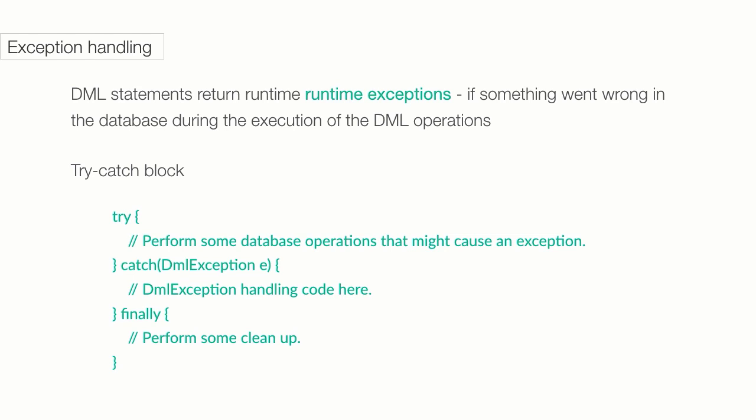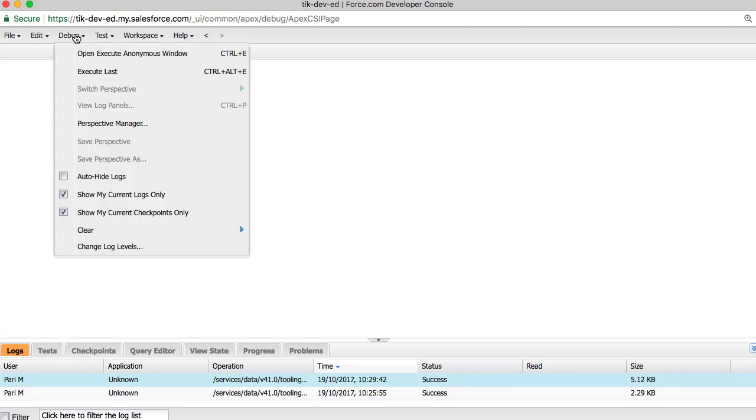When you try to do something like creating, updating, deleting a record, if there is a DML exception, we can capture it and write that to the debug log. If need be, we can also have some cleanup code in the finally section. To see it in action, let's execute some code that causes DML exception.